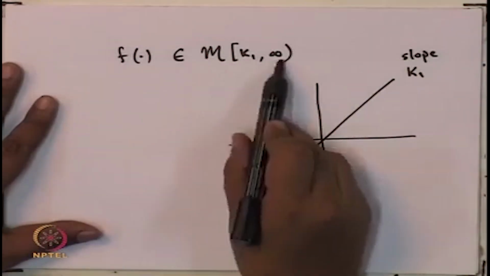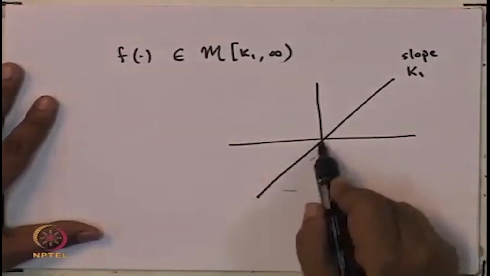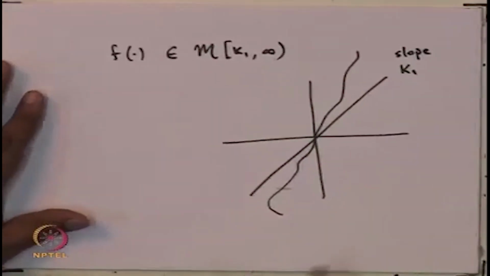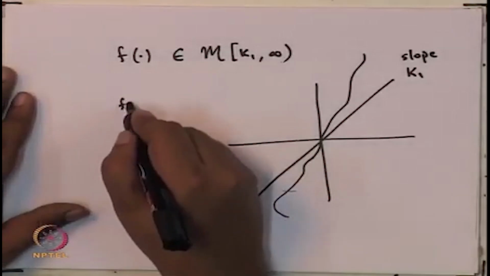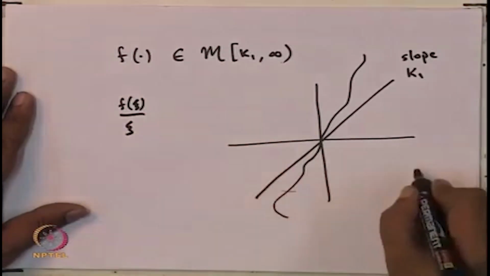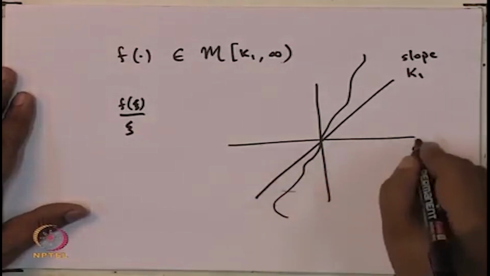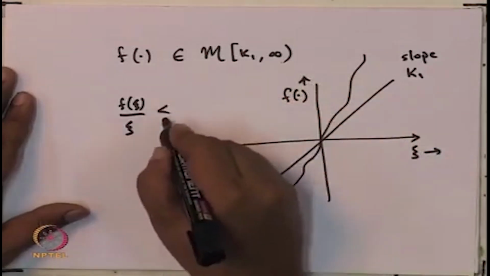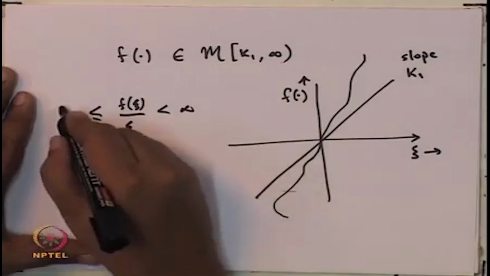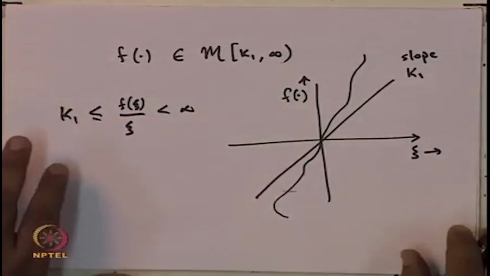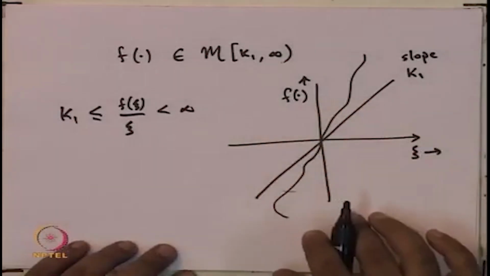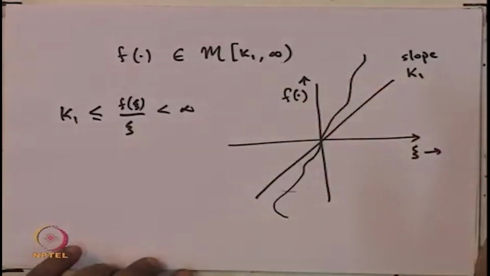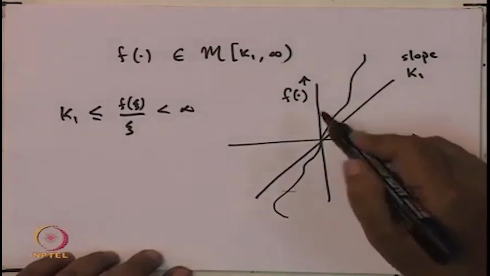and if the nonlinearity is in the K1 infinity sector, that means it lies here and here. So, it could be something like that. In other words, the nonlinearity is such that f psi by psi, where psi is the input of the nonlinearity and f psi is the output, is less than infinity, but greater than or equal to K1. Now, if you have a nonlinearity like this, we can convert this into a nonlinearity in the 0 infinity sector.